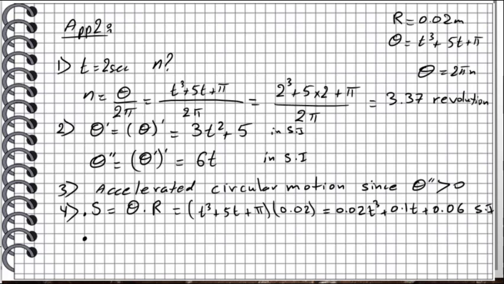Now, how to find the speed? I can use theta prime. There is a relation that says theta prime equal V over R. So I can use V equal to theta prime multiplied by R. Theta prime was already calculated, 3t squared plus 5, multiplied by the radius, which is 0.02. So it will be 0.06 t squared plus 0.1, and an SI unit again.